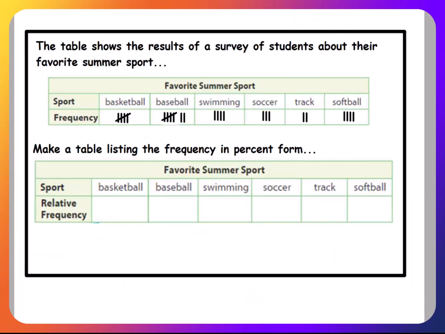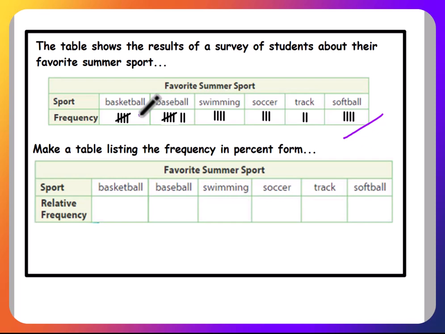So let's try it. This table shows the results of a survey of students about their favorite summer sport. Okay, so looking at it, it says 5 students chose basketball, 7 students chose baseball, and so on. We're going to make a table listing the frequency in percent form. So again, the easiest way to turn a number into a percent is to put it in fraction form. So we need the part to whole fraction. So let's figure out the whole.